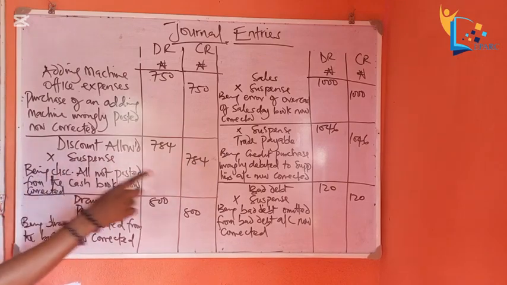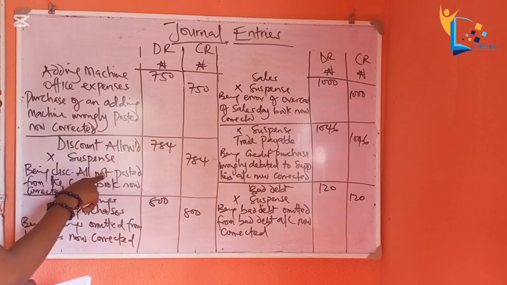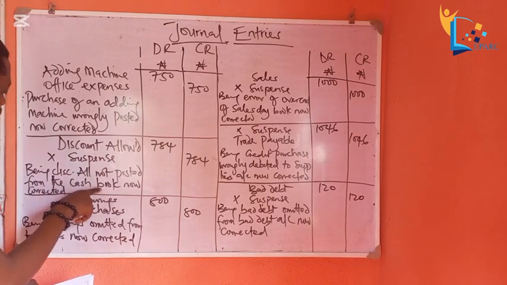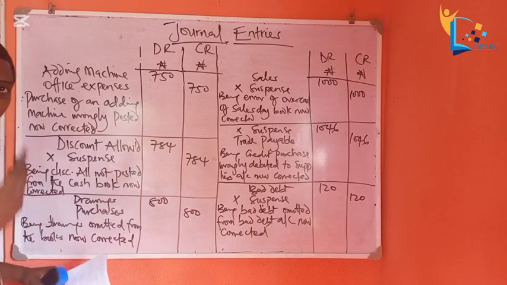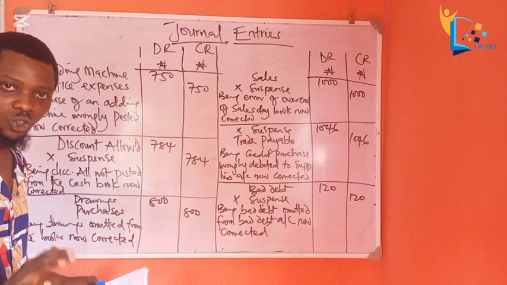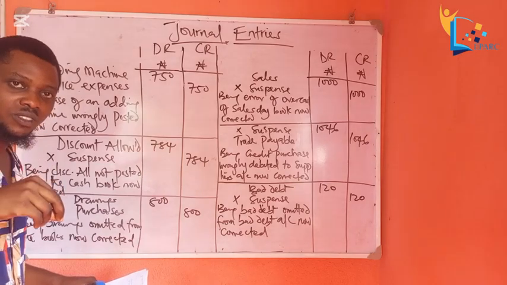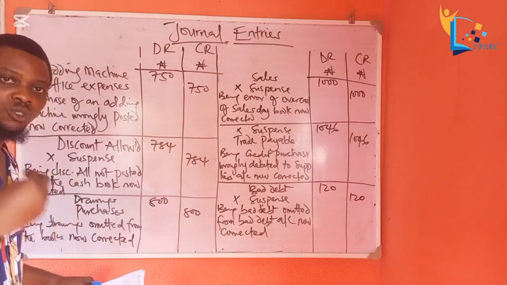Now the second one: discount allowed 784, then suspense 784. Now see the narration: being discount allowed, not posted from the cash book, now corrected. You can put your own narration whichever way you want it. Do you understand? But make sure that keywords and key details are in the narration so that it will make sense.